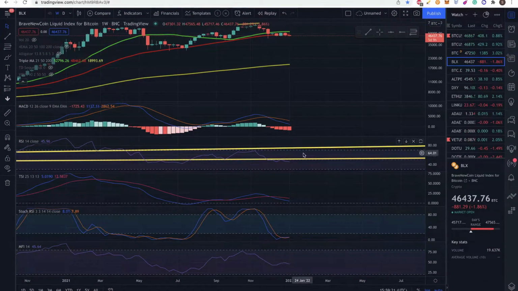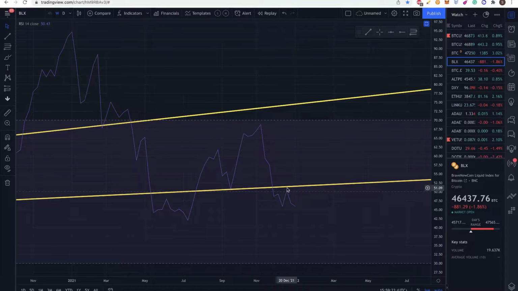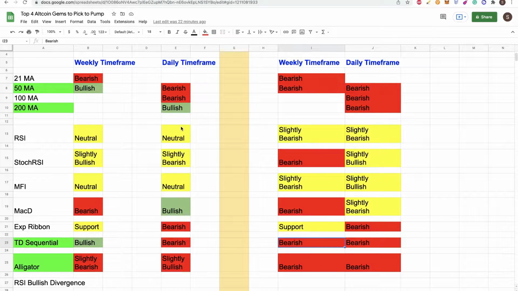The RSI is slightly bearish because we couldn't pass this trend line that I have here, which was support. We needed to break it. We almost touched it. We didn't even touch it, and we continued going down. So that is why the RSI here is slightly bearish. So from neutral we went to slightly bearish.